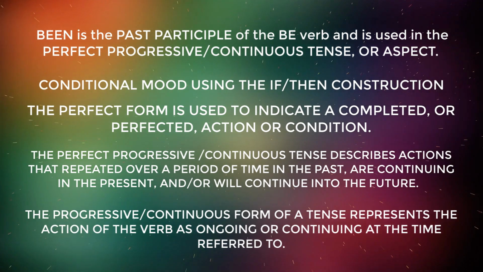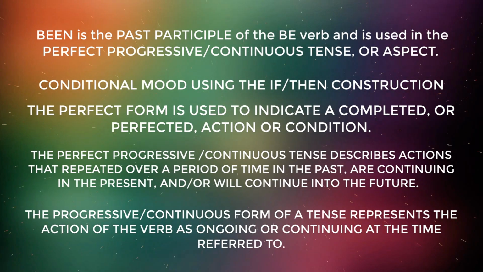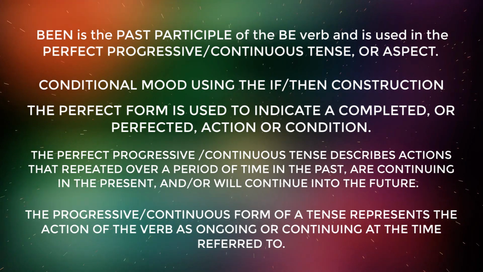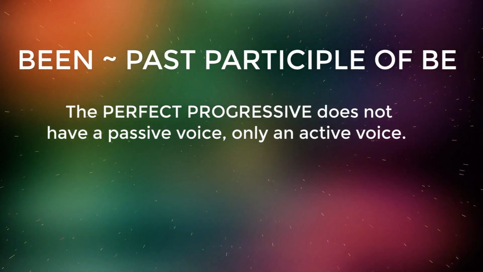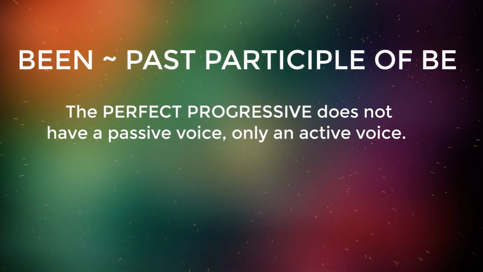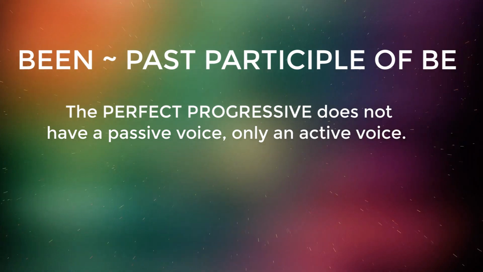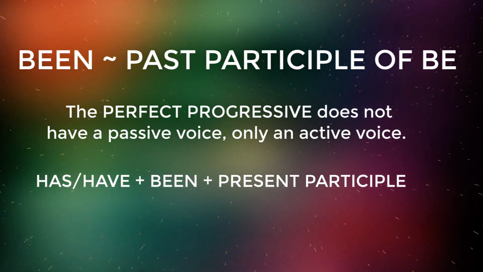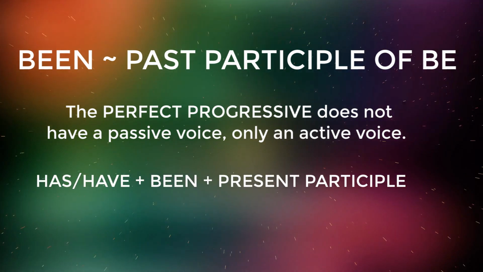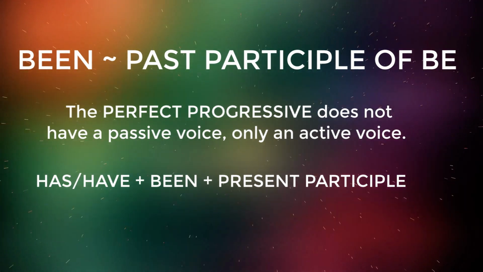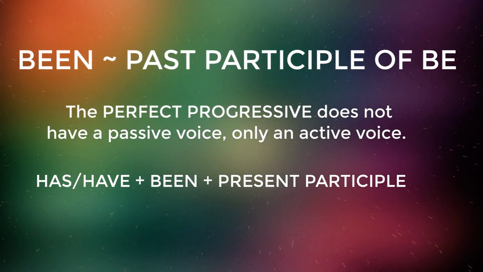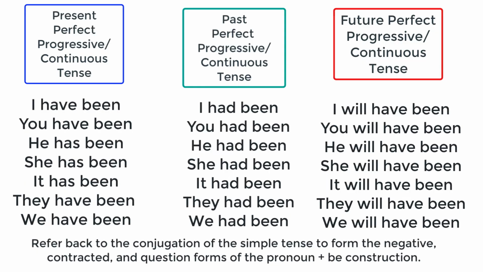The progressive form of a tense represents the action of the verb as going or continuing at the time referred to. Note that most grammarians say that the perfect progressive does not have a passive voice, only an active voice. It is formed using the construction has or have been plus the present participle. Let's look at the conjugation. When using been to form the perfect progressive tense, you use the construction has or have been plus a present participle.